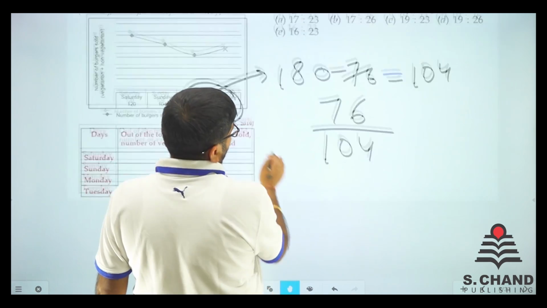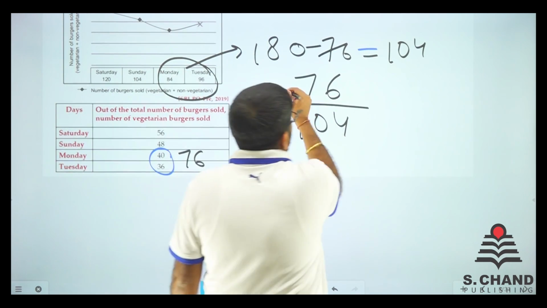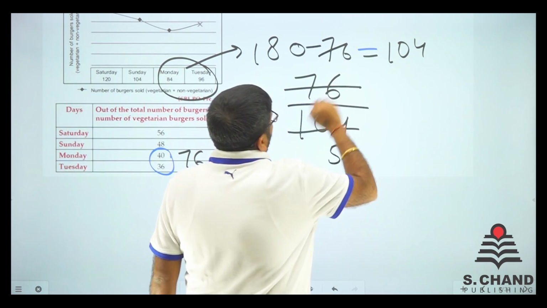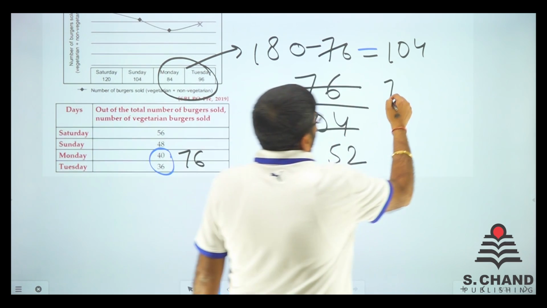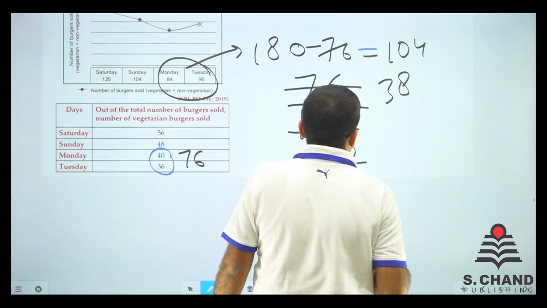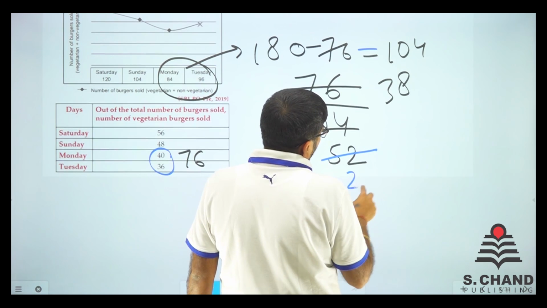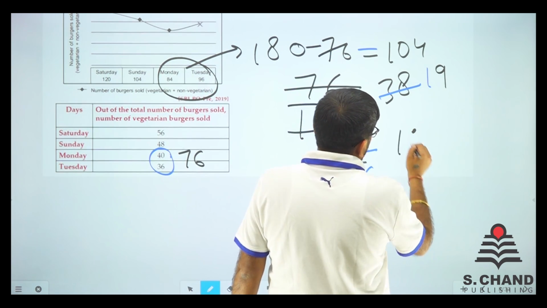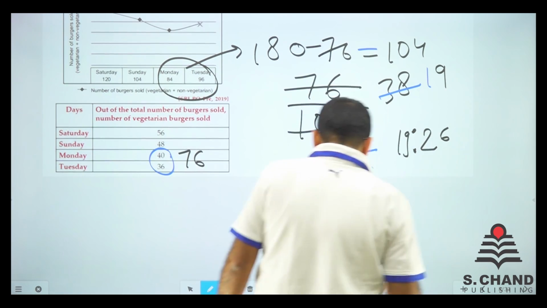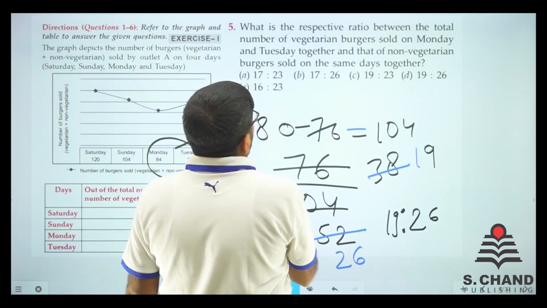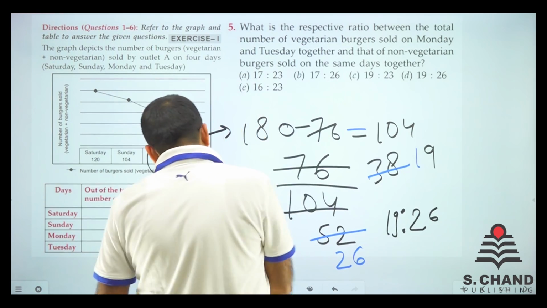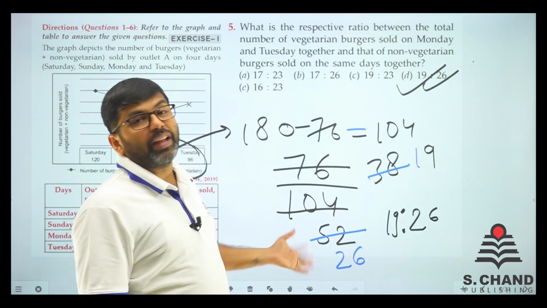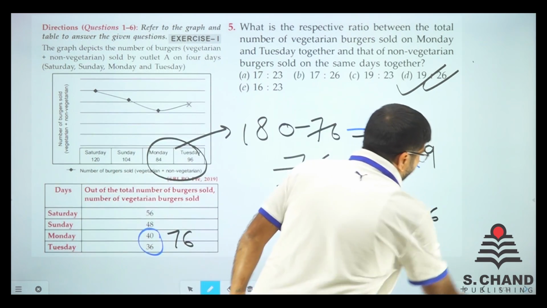So let's calculate this ratio first. Let's do it. 104 is 52 twos, and 76 is 38 twos. It is 38, right? Now 104 is 26 fours and 76 is 19 fours. So 19 is to 26. Is there any option like this, 19 to 26? Yes, we do have. Here is the answer. So it was not that tough, but not that easy either. At the same time, we do the next question.